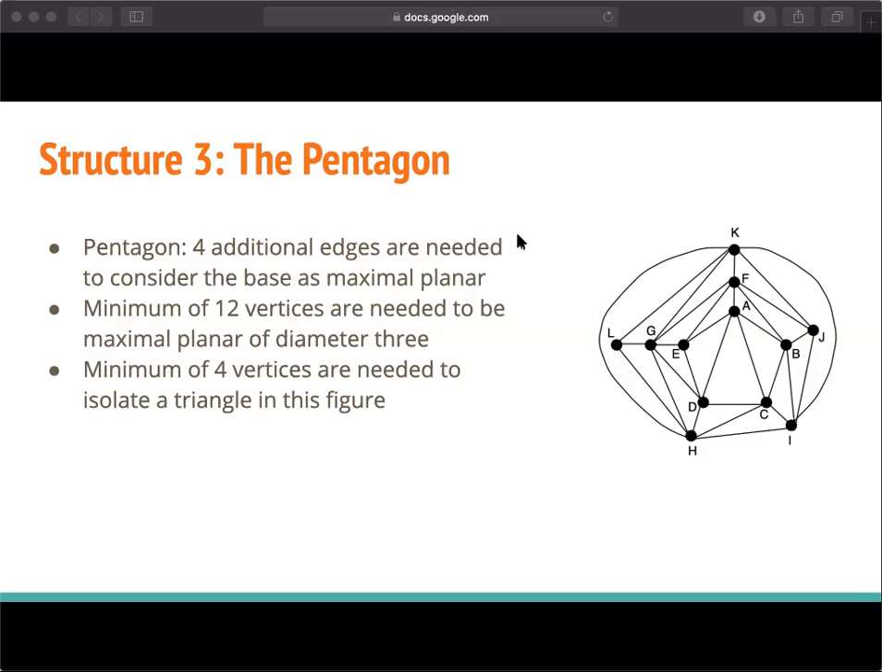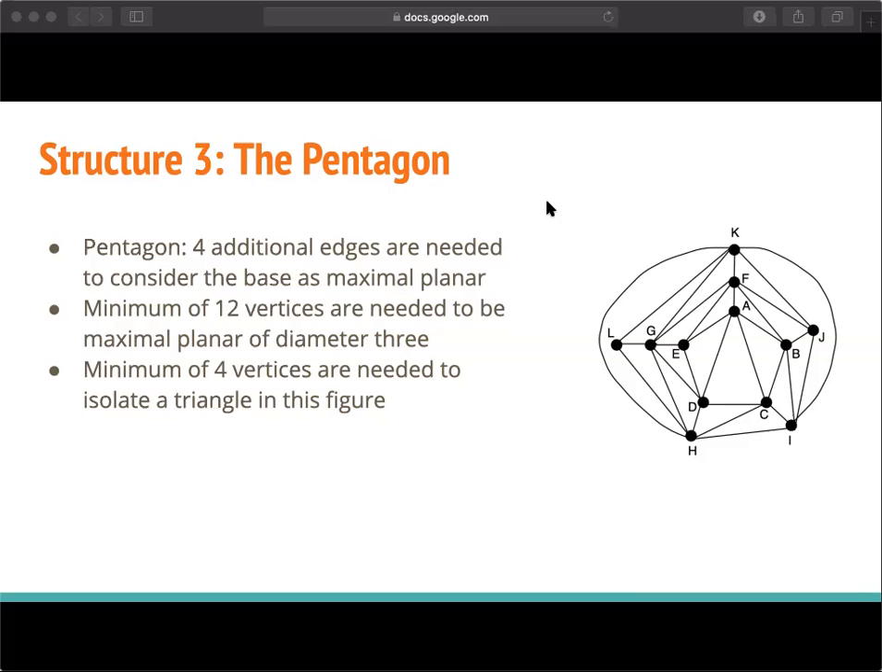And then in order to make it maximal planar, we needed to add 2 edges in the middle to make every face of this figure to be considered as triangles or bounded by 3 edges. And then in addition to that, 12 vertices were needed to make the graph maximal planar of diameter 3.